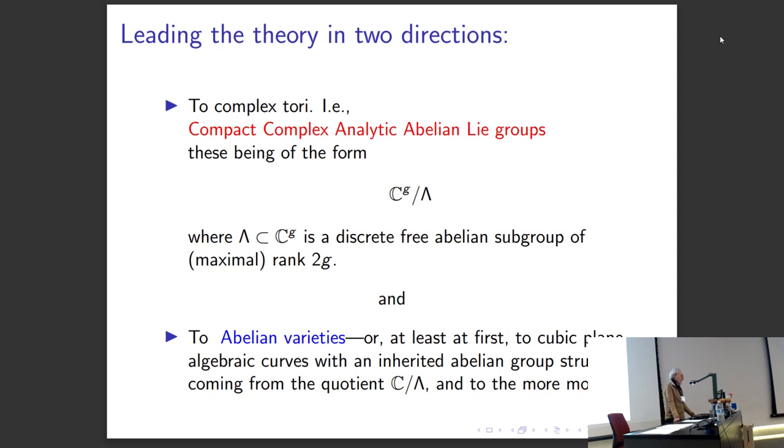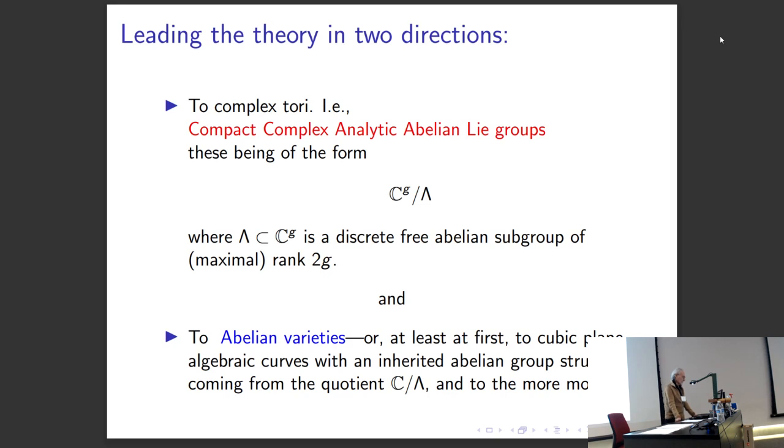Let us say any compact, complex, analytic abelian Lie group, which is of the similar form, let us say complex G-space for some G divided by this lattice, which in that space would have to be discrete, free abelian, but would have to be of rank 2G, so as the quotient to be compact. Not all compact, complex, analytic abelian Lie groups have the virtue that they do when G is 1, that is to say that they're directly related to algebraic structures.